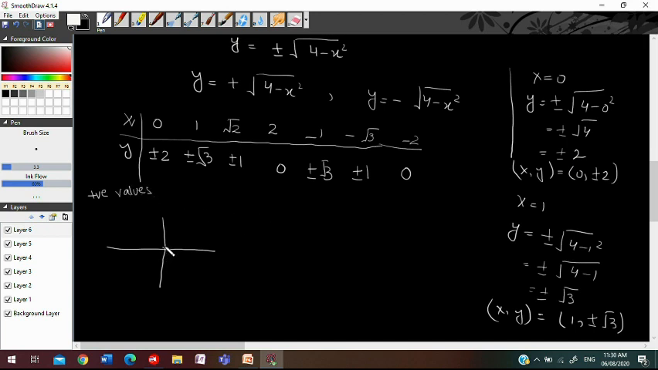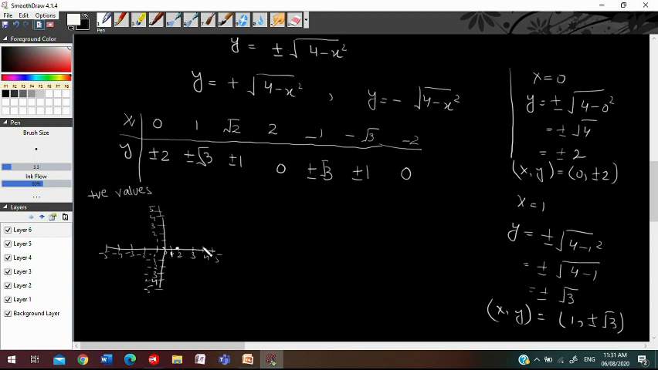Now for this is 0, 1, 2, 3, 4 and 5. 1, -1, -2, -3, -4 and -5. 1, 2, 3, 4 and 5. -1, -2, -3, -4 and -5. Now at 0, here we have 0 at x-axis. The value of y is +2. This is +2. So first value is here.